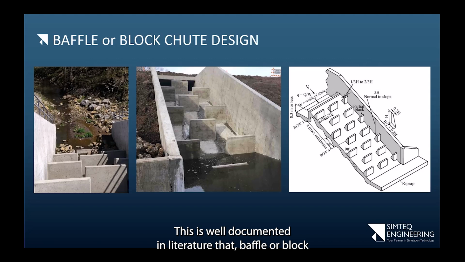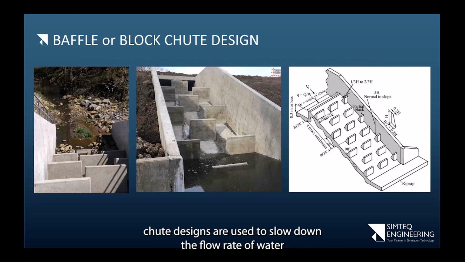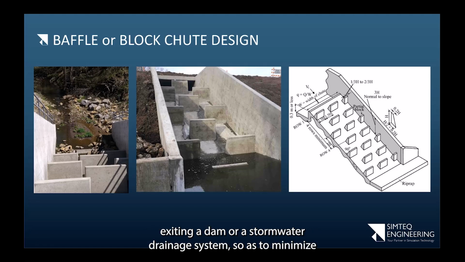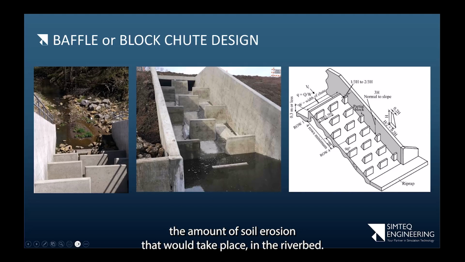This is well documented in literature: baffle or block chute designs are used to slow down the flow rate of water exiting a dam or a stormwater drainage system, so as to minimize the amount of soil erosion that would take place in the riverbed.